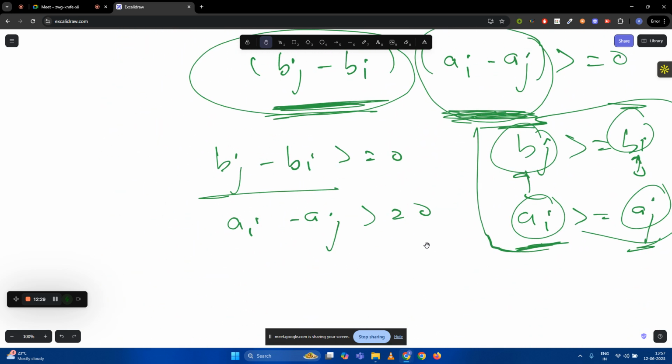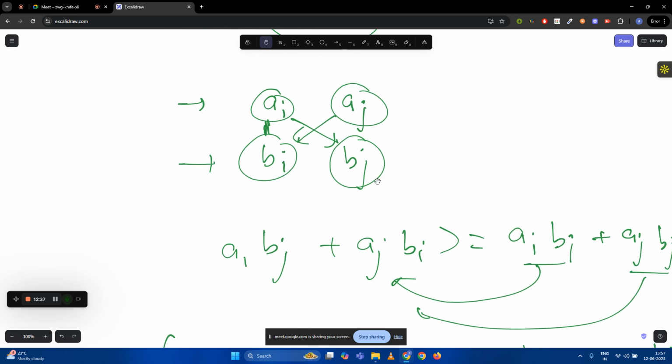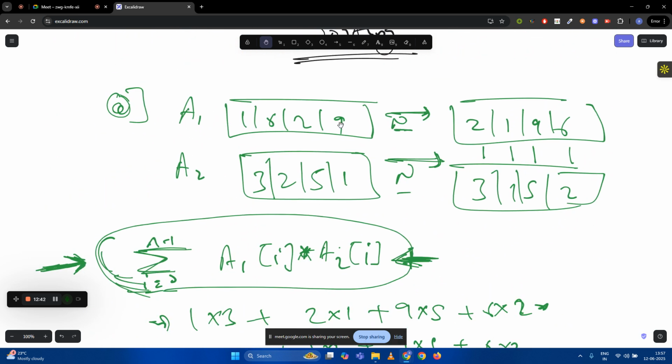So this was one of the tricky problems, and this was one of the proofs which I wanted you guys to know. So everyone is clear with the problem statement, and everyone is clear with the solution. The solution is quite simple. You have to pair a larger number with a larger number. So there can be multiple solutions.